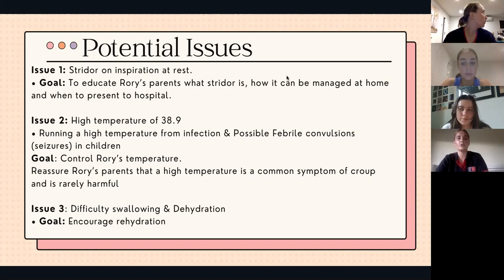The third issue Rory's facing is difficulty swallowing and dehydration. Due to the narrowing of the larynx and trachea, Rory may have difficulty swallowing liquids and is at risk of becoming dehydrated. So the goal would be to encourage water and Hydrolyte, especially after any steroidal medications, and try to avoid inserting an IV as it may cause more distress for him.